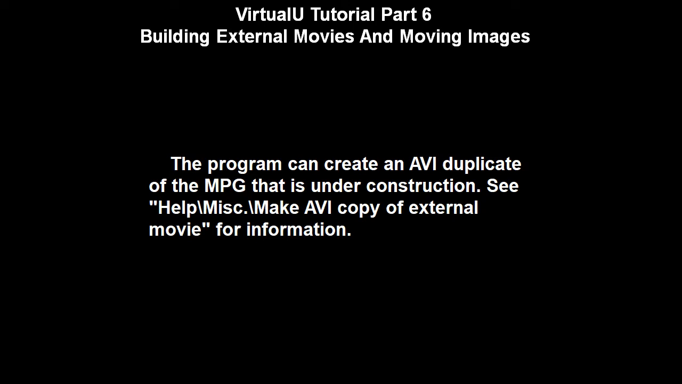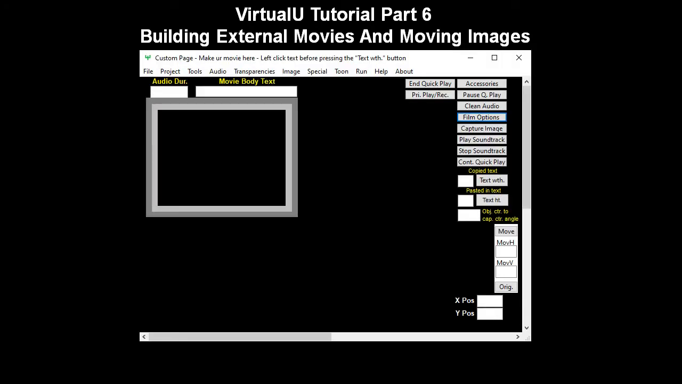If you want to follow and duplicate the operations shown in this tutorial, then you will need to access a folder that contains sample pictures and videos. This folder is named bin, B-I-N, and it is located in the folder that contains VirtualU and its program files.